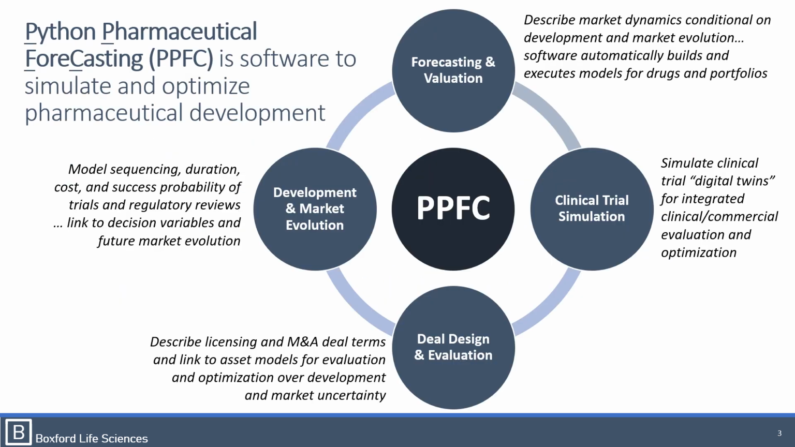PPFC has four main modules that we can pull into a problem depending upon needs. In development and market evolution, we model the sequencing, duration, cost, and success probability of clinical trials and regulatory reviews, and link these to decision variables about which development pathways and lifecycle management options to pursue. We can also describe the uncertain future evolution of markets, such as launches of competitors.